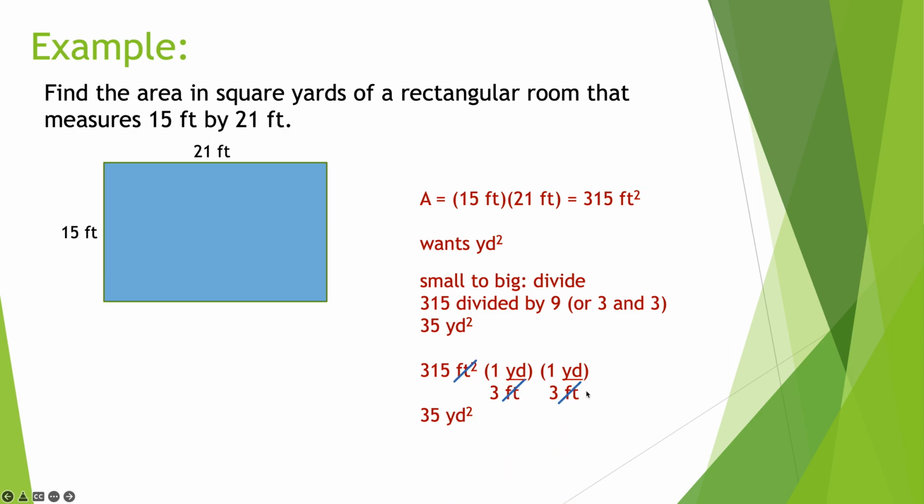I set up the feet on the bottom. The yards are on the top, so that when I'm all done, I do the 315. In this case, it's going to be divided by 3 and then again, or divided once by 9, and you get 35. And in the top is left just y squared.